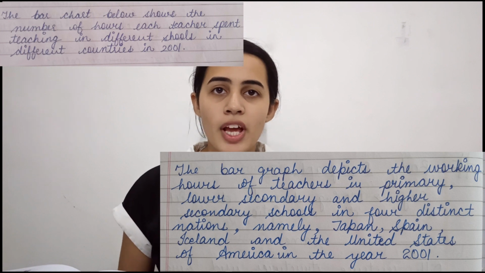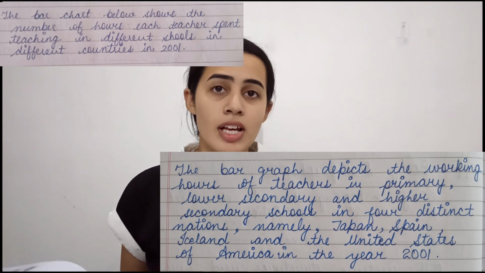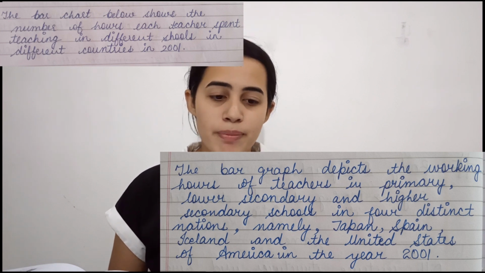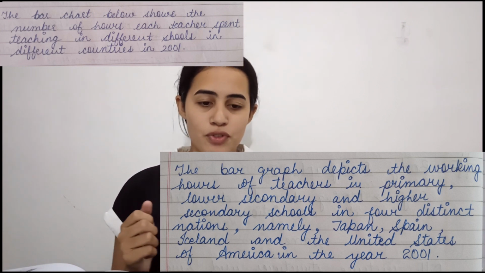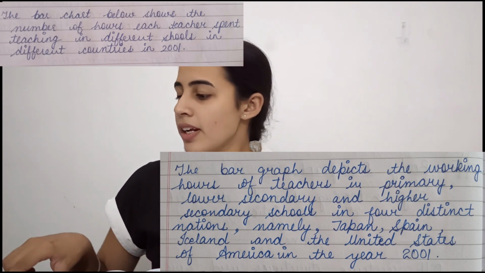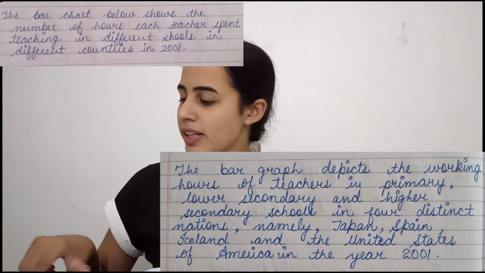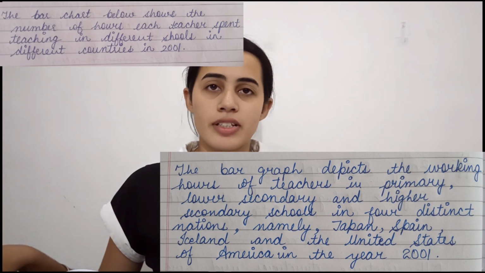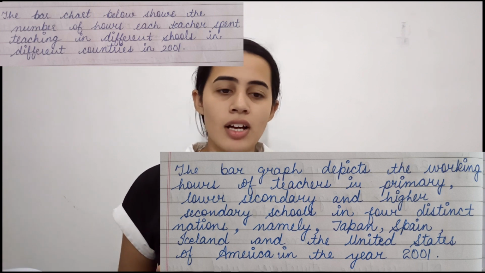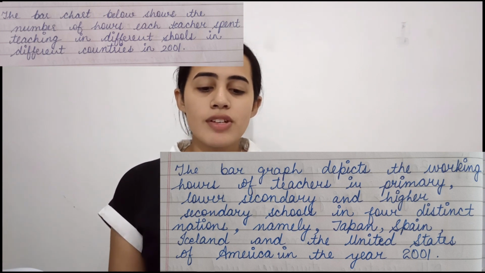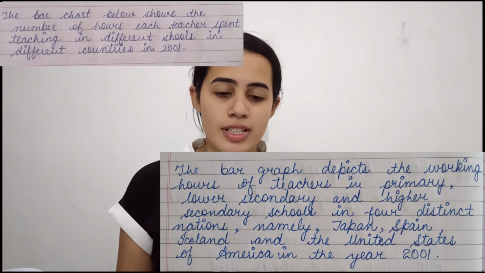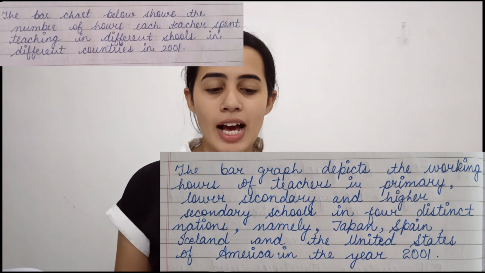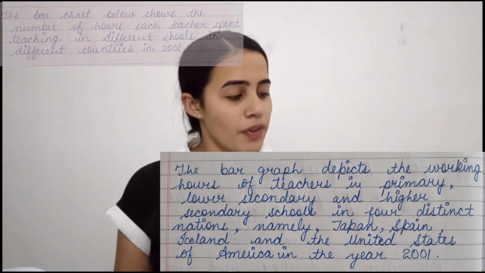To lengthen my intro: if I wrote the same as given in the statement, my intro would be too short. So to lengthen the introduction, I have named the types of schools. In the statement it is written in four different countries; what I have written is in four distinct nations. Different means distinct. I wrote nations for countries. Namely, which countries? Japan, Spain, Iceland and the United States of America.